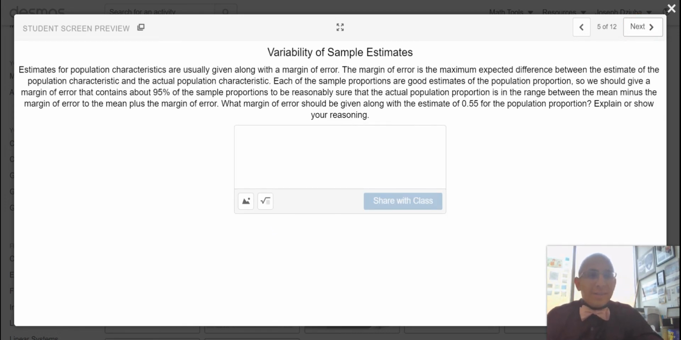I'll spare you reading this entire phrase, but the margin of error is the maximum expected difference between the estimate of the population characteristic and the actual population characteristic. With that being said, I would like for you to generate, because we are still exploring here, what margin of error should be given along with the estimate of 0.55 for the population proportion. Explain or show your reasoning. You might be sitting here and saying, margin of error, I'm still not really sure why we even need that.